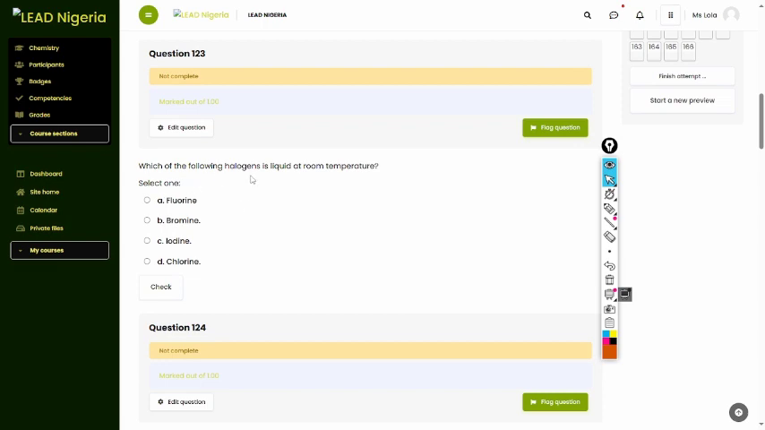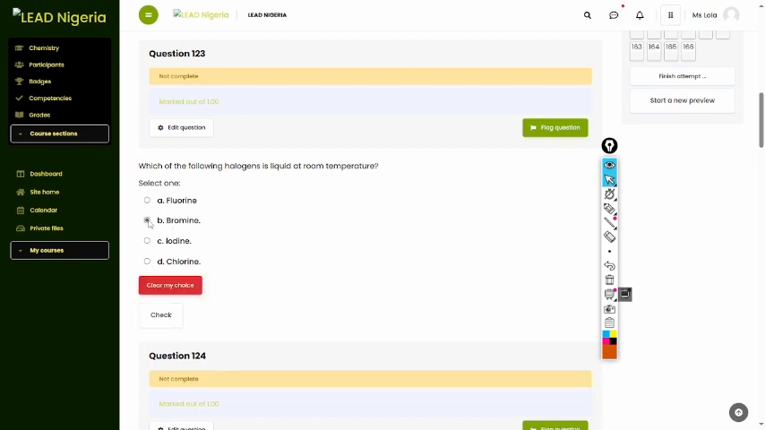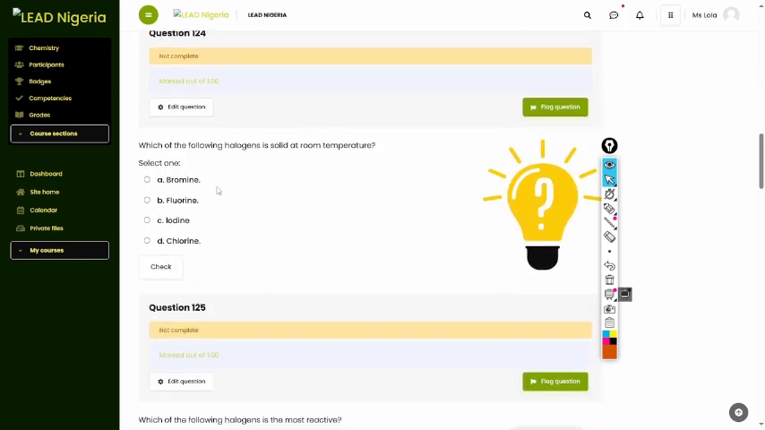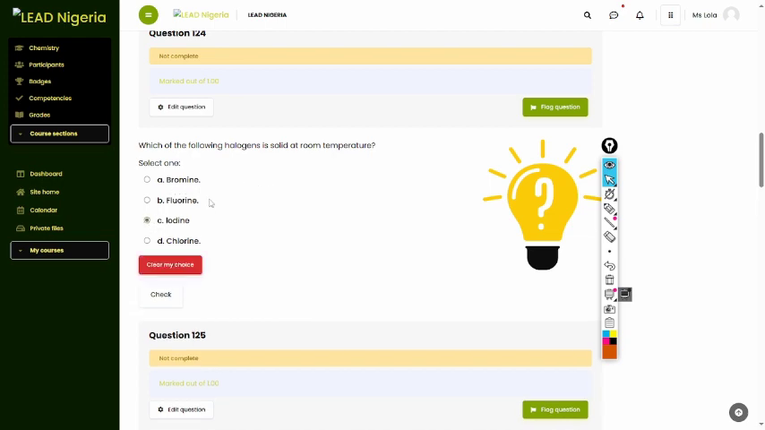Which of the following halogens is liquid at room temperature? From the properties of halogens, they're usually gaseous. Fluorine and chlorine are gaseous at room temperature, while bromine is liquid at room temperature and iodine is solid at room temperature. So the answer is bromine. Which of the following halogens is solid at room temperature? So the answer is iodine. Bromine is liquid at room temperature, fluorine is gaseous, iodine is solid, and chlorine is gaseous.